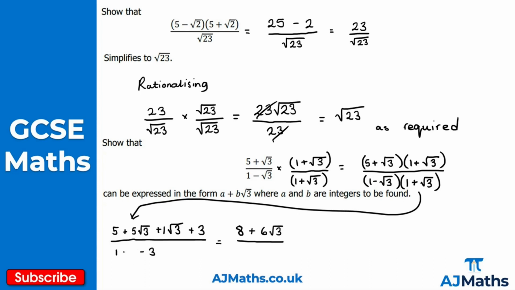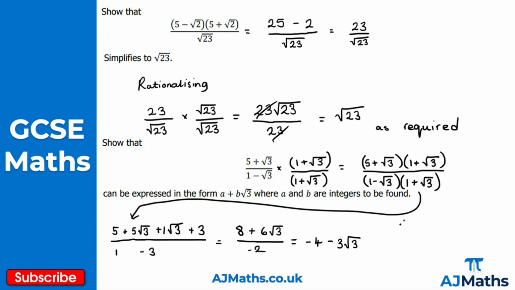Do the same for the denominator. So 1 minus 3, that gives me minus 2. And all we need to do now is just simplify this. So 8 over minus 2, so that would give me minus 4. We get minus 4 there. And 6 root 3 over minus 2, and that's going to give me minus 3 root 3 there. Okay. And there we have it. So that's our solution. Notice here now we've got it in the correct form as well.